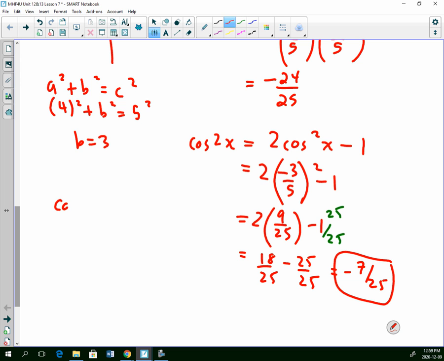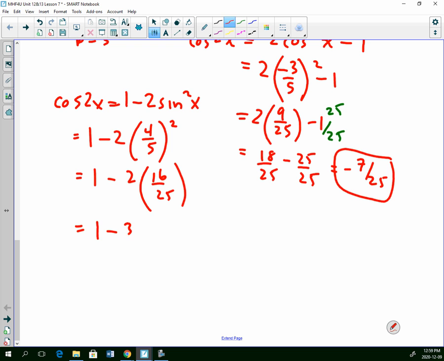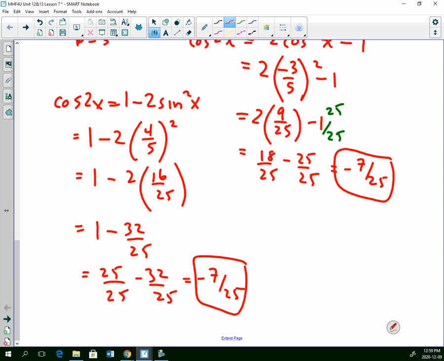Just to show you that it doesn't matter which version you use, let's use a different one. So let's try 1 minus 2 sine squared x with the same question. So sine x is 4 over 5. So it's 16 over 25, which is minus 32 over 25. So we have 25 over 25 minus 32 over 25 is negative 7 over 25. Okay, so it doesn't matter which version you use of cosine 2x, you're going to get the same answer.